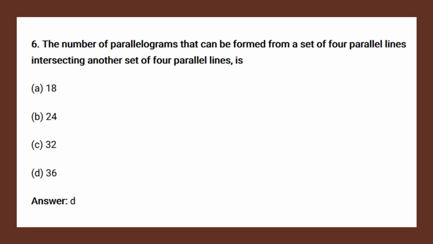Next question, number 6. The number of parallelograms that can be formed from a set of four parallel lines intersecting another set of four parallel lines is A 18, B 24, C 32, D 36. And the answer is option D 36.